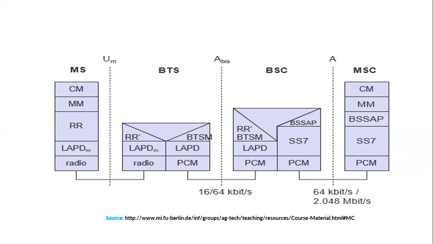RR dash is a sub part of RR. This is also one part of radio resource management. And SS7 stands for Signaling System Number 7. So these are the various terminologies used here. Let us continue with our discussion.